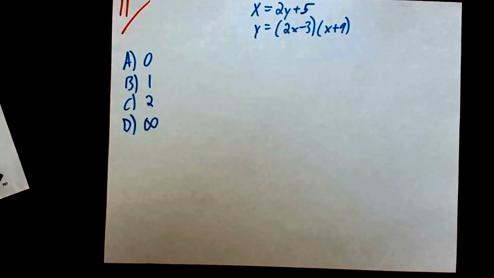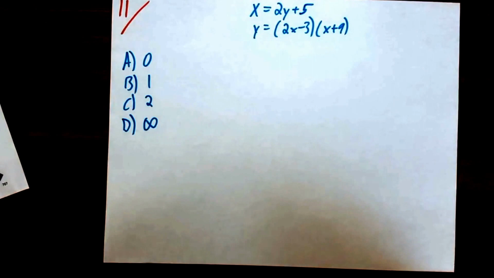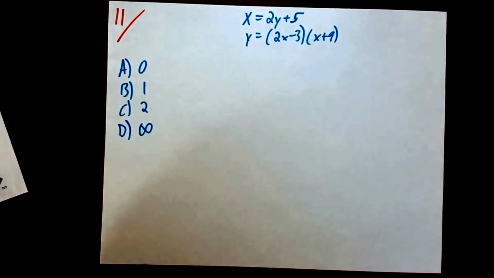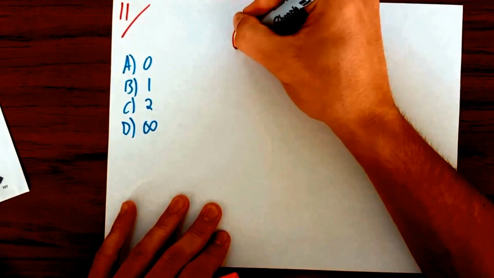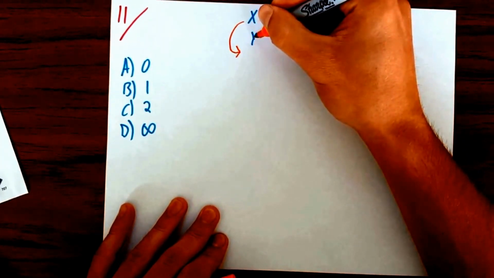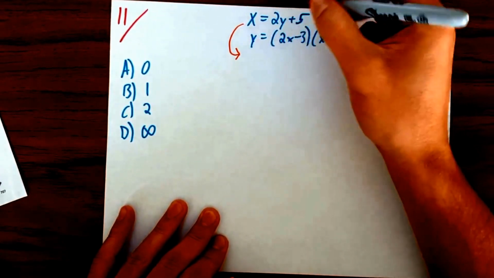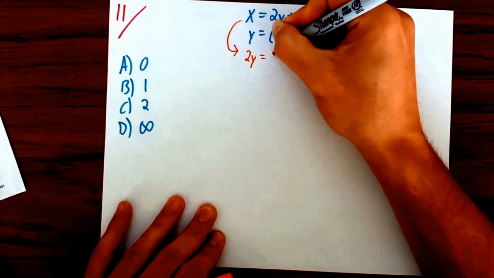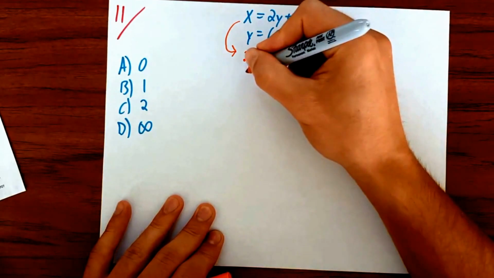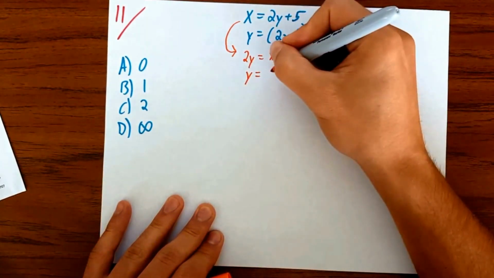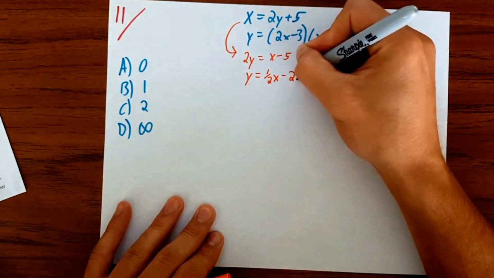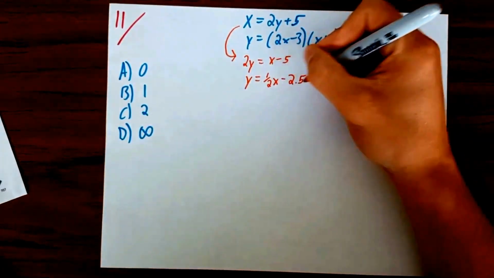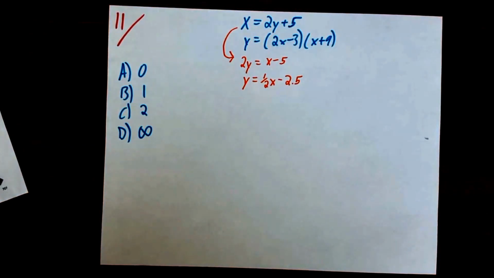So basically, the first thing that you might want to do is rearrange it so that everything looks the same. I don't think I've used orange yet. So what I want to do is rearrange this equation so it's in the form y equals something. So I would have 2y equals x minus 5, and then divide both sides by 2, y equals 1/2 x minus 2.5. Sorry for the fraction and decimal mixed notation there. All right.